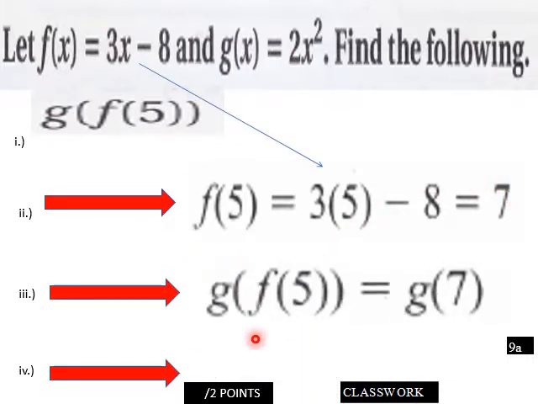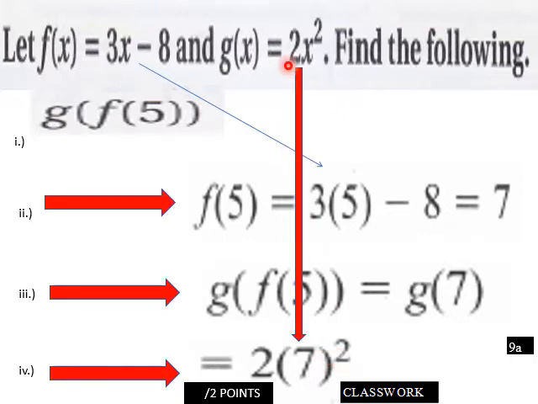We stick 7 into g. So this is our g, 2 times 7 squared. That's where that 7 comes from. We stick our output of f into g, and then we get 98. So that's how that's done.